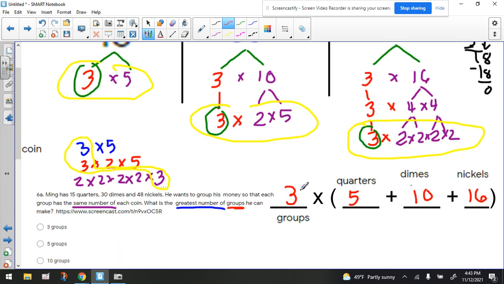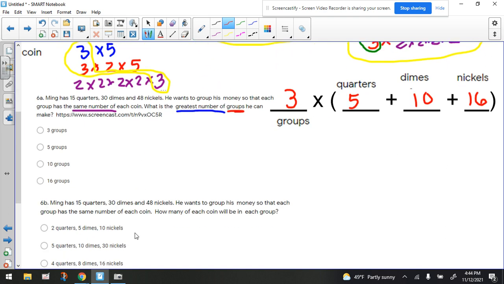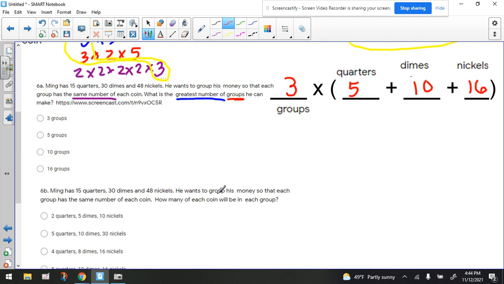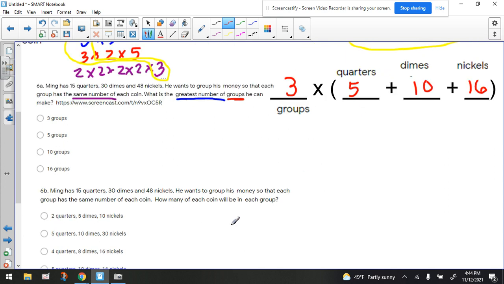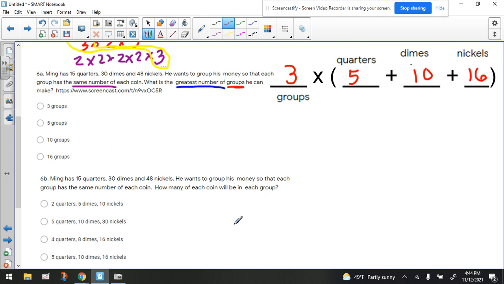All right, so when it says what is the greatest number of groups he can make, we're going with this number, 3 groups. When it says how many of each coin will there be in each group, let's use our organization right here. We will have 5 quarters, 10 dimes, and 16 nickels. So look to see if that's a choice. 5 quarters, 10 dimes, and 16 nickels for 6B.